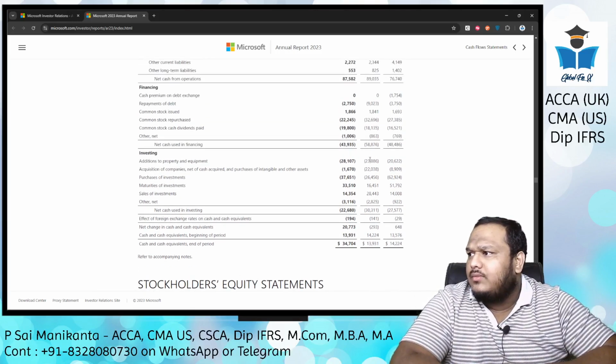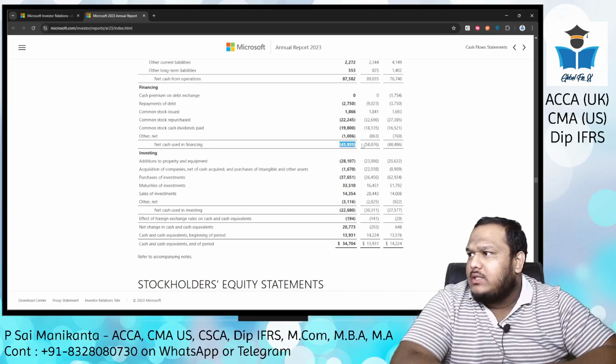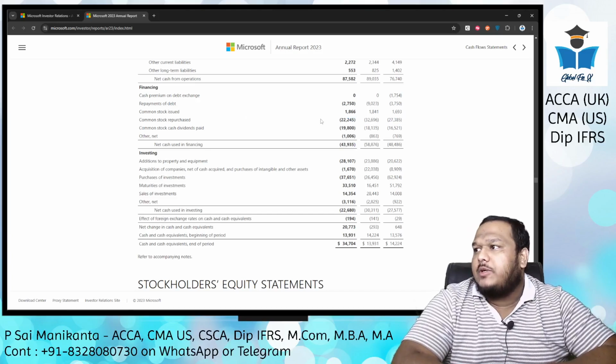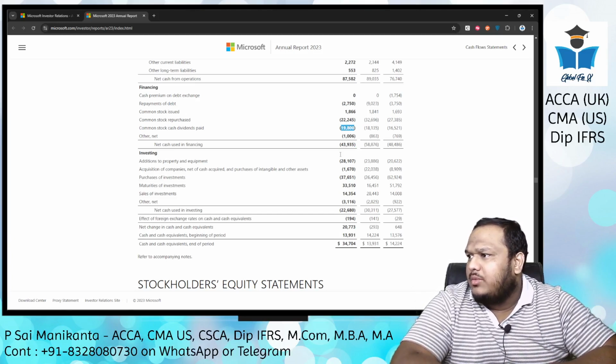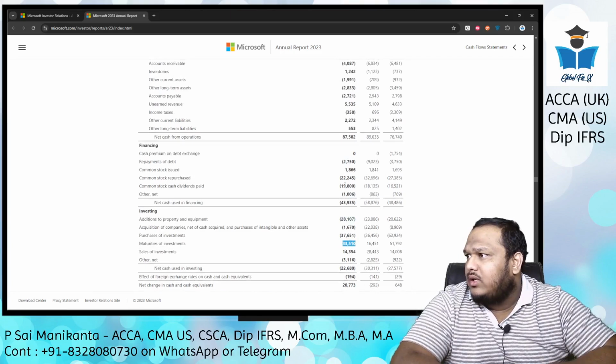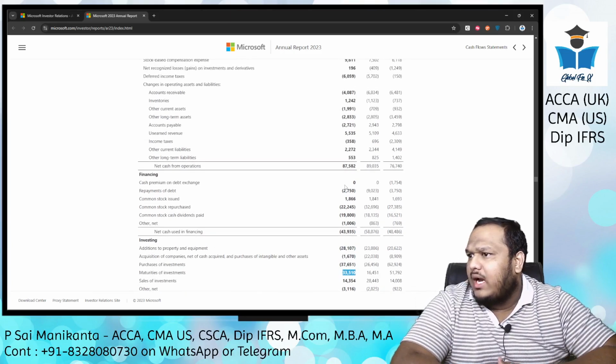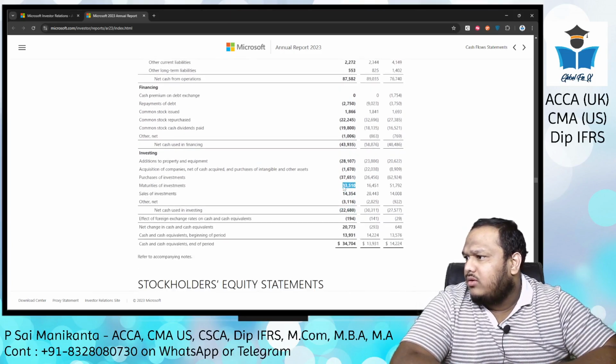Oh, they repaid some borrowings, it seems. Okay, common stock is repurchased, so they bought back the stock, 22,000 million, and they issued dividends of 19,000 million. So this is all cash outflow. Where did they get cash inflow? Maturity of investments is one thing. They must have gotten some good cash inflow.